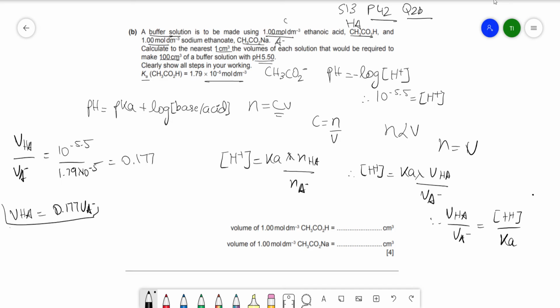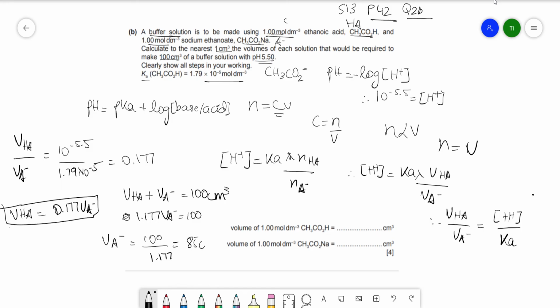Now this is your equation. This is what you'll have to follow. And they've told you that the total volume is 100 cm³. So VHA plus VA⁻ will be 100 cm³. You just substitute VHA is equal to 0.177 VA⁻. So 1 plus 0.177, so it'll be 1.177 VA⁻ is equal to 100. And therefore the volume of the base that is required, which is basically VA⁻, is 100 divided by 1.177, which if you do is 85 cm³. And this is the base, 85 cm³.